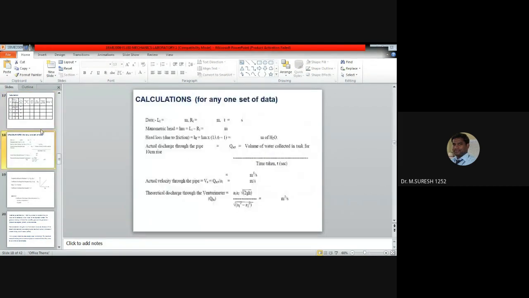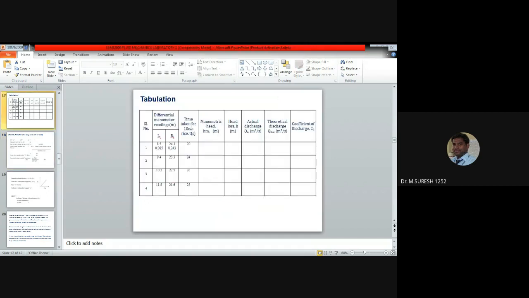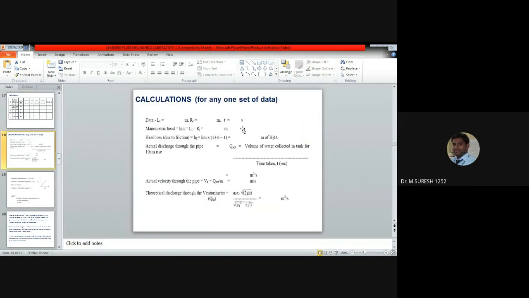The slide has been changing. Yes or no? Yeah. So in this slide, you can look at the calculations L1 R1, that is the left side and right side of the reading. Whatever calculation is done for both the venturimeter and the orifice meter, similar calculations only you are going to find out here. And everywhere you have to mention the unit, that is most important. Manometric head HM is L minus R. So you can use the highest value minus the lowest value, and the value should be positive, not negative.